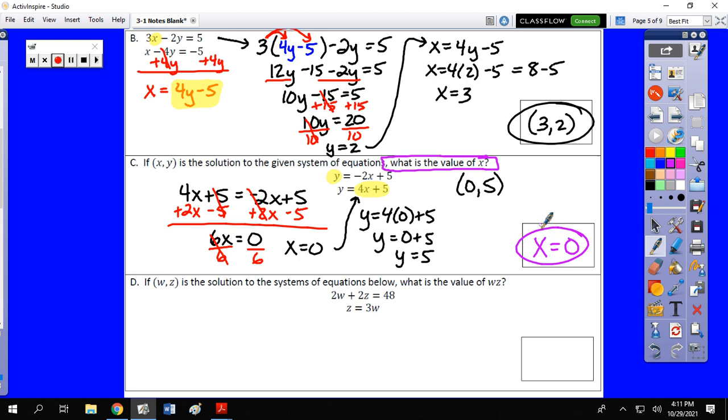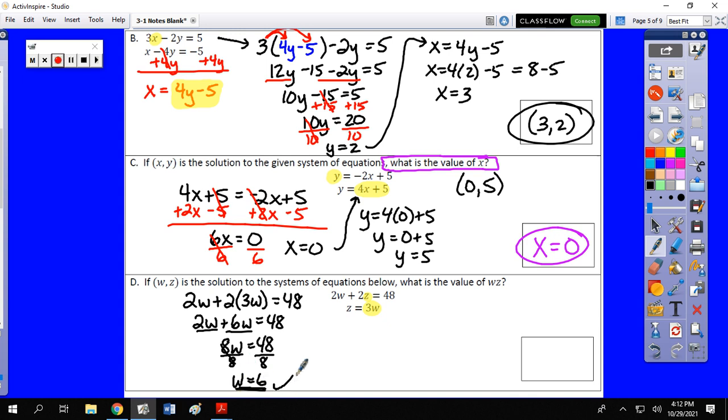The other thing they might do on the SAT is give you a system, and then instead of asking you for the coordinate point, they might ask you to evaluate another expression. So for instance, if we look at example D, it says if W, Z is the solution to the system of equations below, what is the value of W times Z? So we are going to substitute because the second equation is already solved for Z. By now we should be comfortable with plugging that 3W in for Z to get an equation that I can solve. So that would be 2W plus 6W equals 48. Combine like terms would be 8W equals 48. Divide by 8, and we get W equals 6.